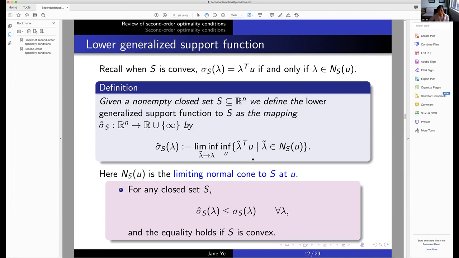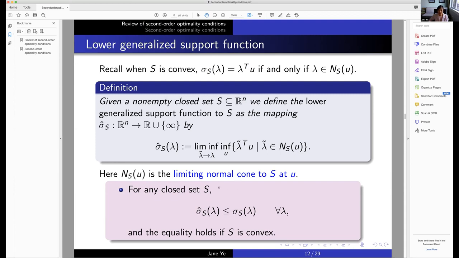Well, a support function can be defined for any set, but the question is whether it can be used in the second order condition when the set is non-convex. Okay, so we introduce this here. Because S is not necessarily convex, this normal cone, by this we mean the limiting normal cone.